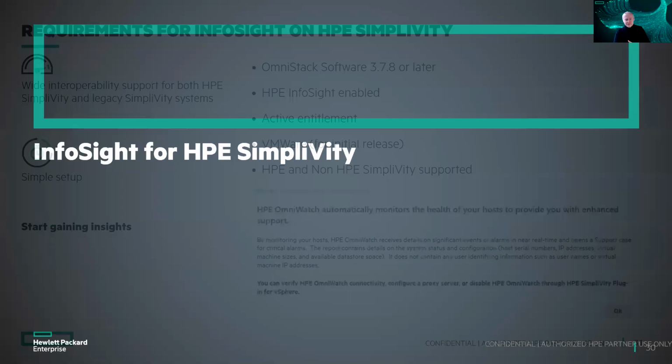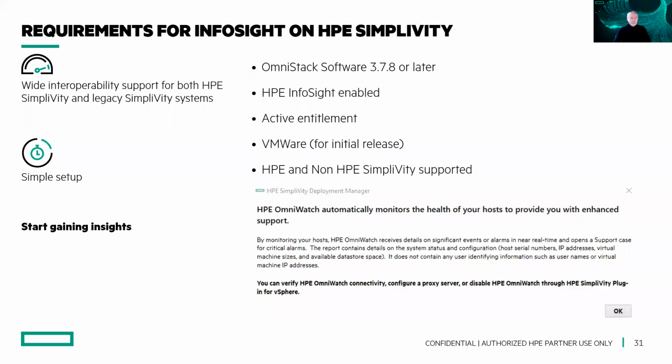SimpliVity, hyper-converged. Well, what I told you, exactly the same, because what is SimpliVity? It is a ProLiant server with a hypervisor on it and then some SimpliVity magic software on there. Well, from SimpliVity 3.7.8 on, which is, by the way, already quite old, because today we are already running 4.0.1, 4.1 that is coming soon.